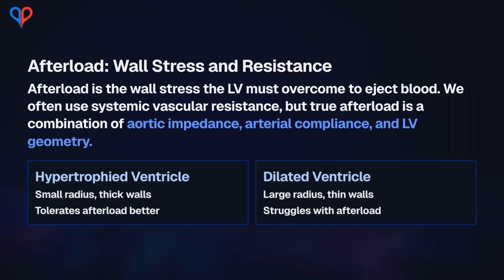Afterload is the wall stress the LV must overcome to eject blood. We often use systemic vascular resistance, but true afterload is a combination of aortic impedance, arterial compliance, and left ventricular geometry. A hypertrophied ventricle with small radius tolerates afterload better than a dilated, thin-walled one.